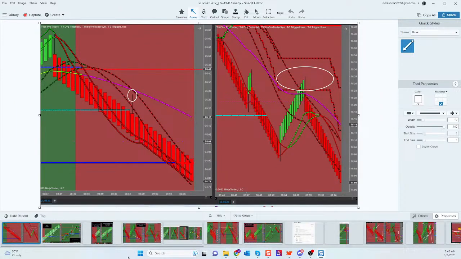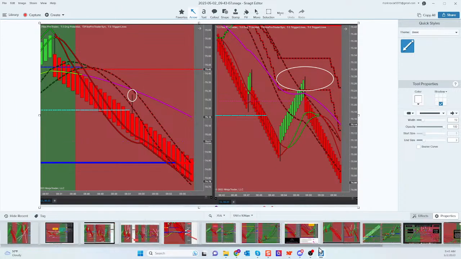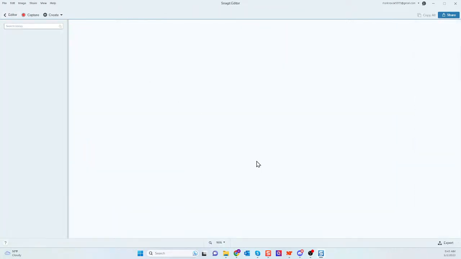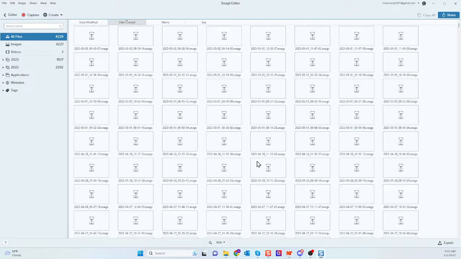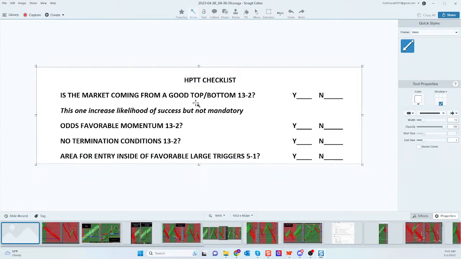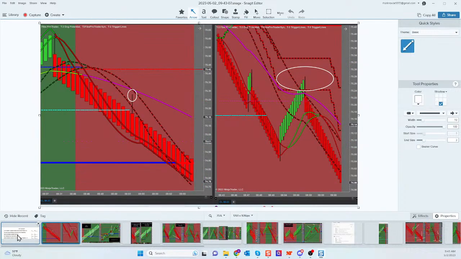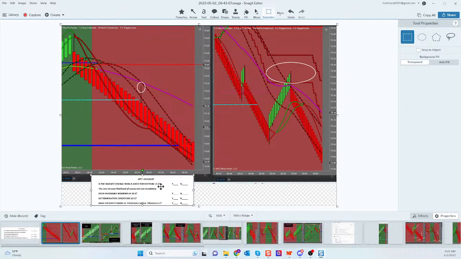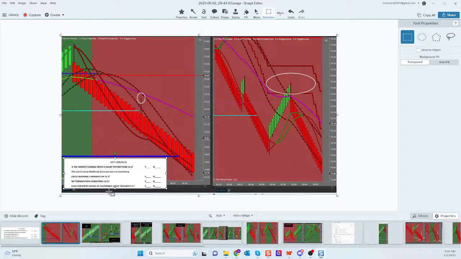Two ways to annotate a chart, guys. If you have Snagit, and I'll tell you what, I'm a big fan of Snagit. And I have a picture of it. Let me find it. You can take a checklist and you can pop it right on your chart, and you can verify that your rules were met, guys.